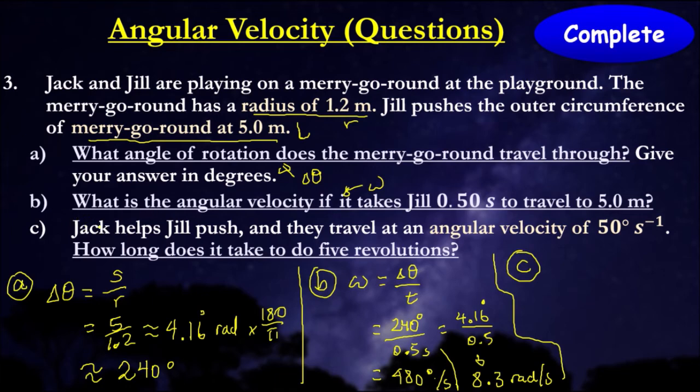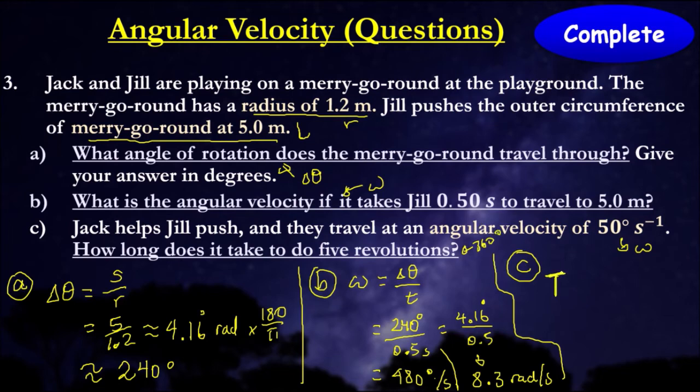Last one we have is C. Jack helps Jill push and they travel at an angular velocity of 50 degrees per second. So that's our omega. How long does it take to do 5 revolutions? Okay, so one circular revolution is 360 degrees.